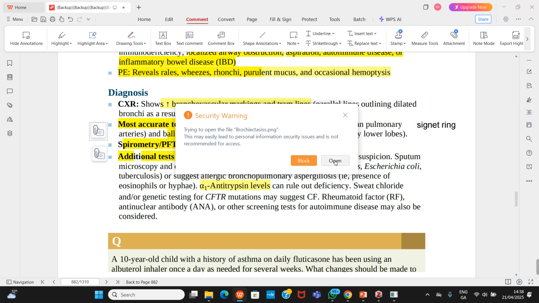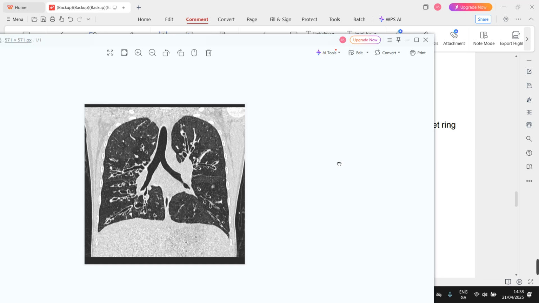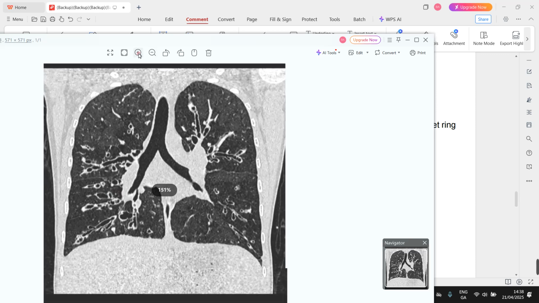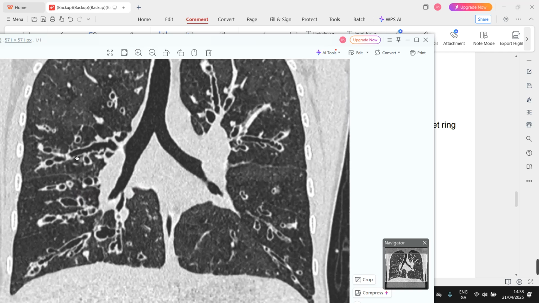Let me see. I don't know if I have this. So we are looking for the signet ring appearance. Now, it's believed that people with bronchiectasis usually have the bronchial airway larger than the vessels. So if we look at this picture now, you see, this part here is going to be the pulmonary artery. This hollow space here is the bronchial airway. Ideally, the bronchial airway should be almost the same size as the artery. They should be the same size.